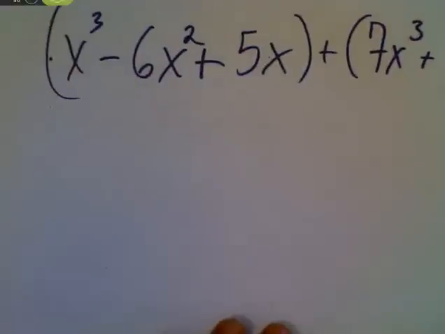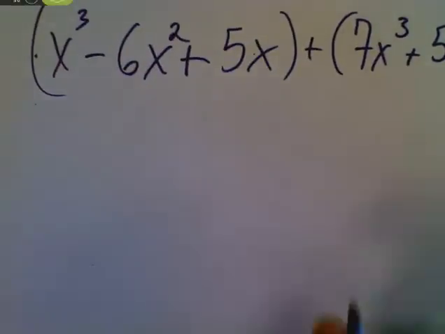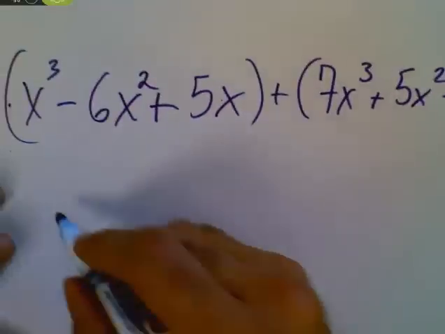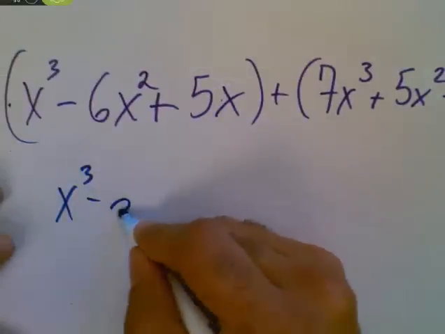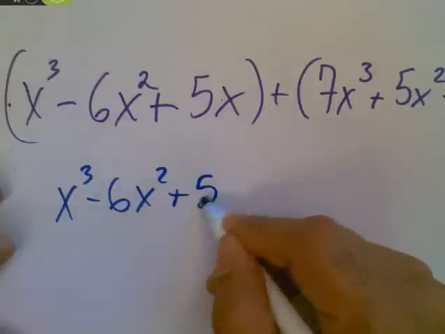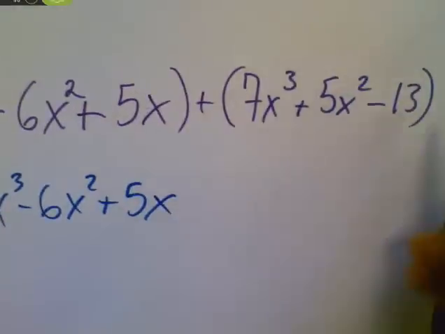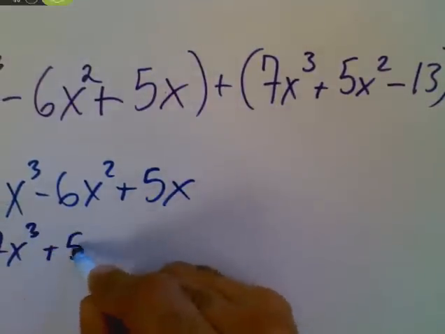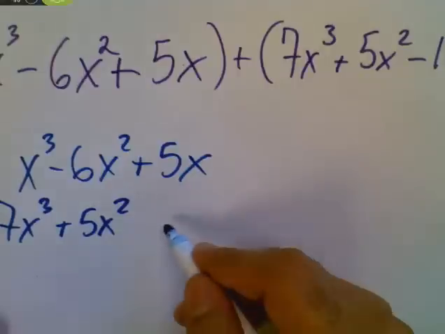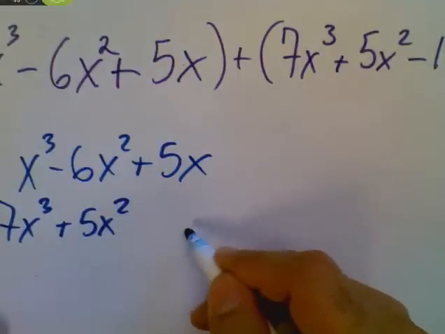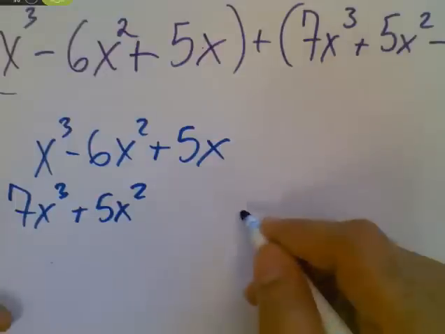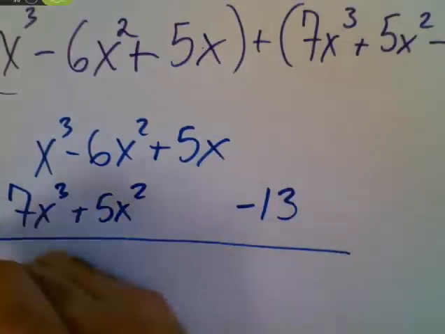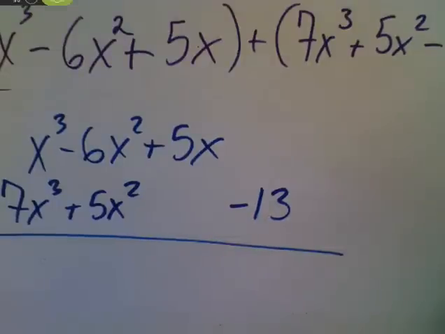Okay, so here we go. I'm going to rewrite it. Since they're both trinomials, it doesn't matter which one I start with because I'm adding them. So I'm going to write x cubed minus 6x squared plus 5x. And then right below it, I'm going to write this trinomial, which is 7x cubed plus 5x squared minus 13. I don't want to put the minus 13 right underneath the 5x, because that would make things confusing. So I'm going to put it over here, minus 13. Now, why would I do that? Because I'm lining up my like terms.